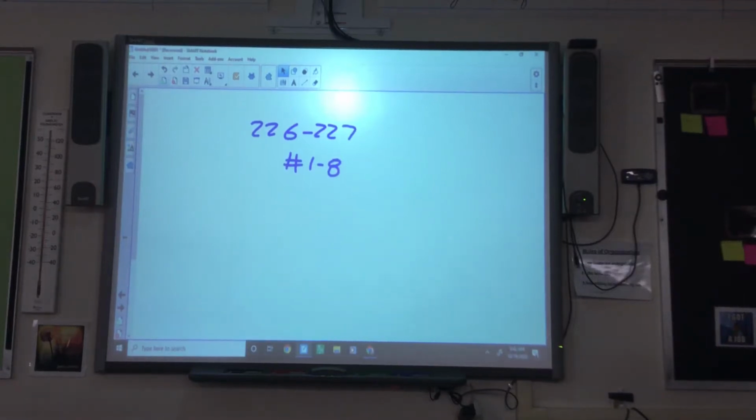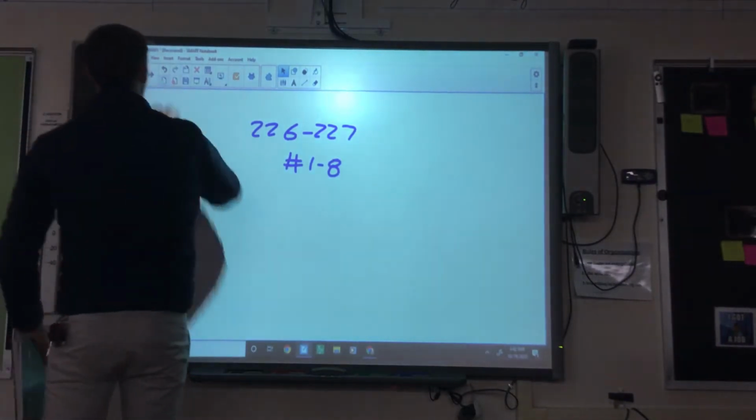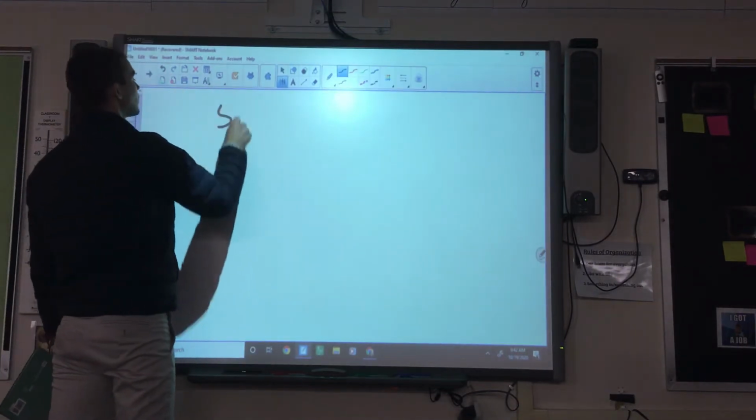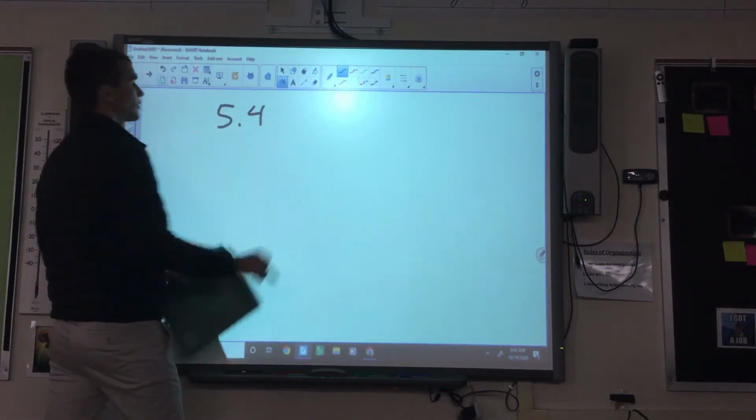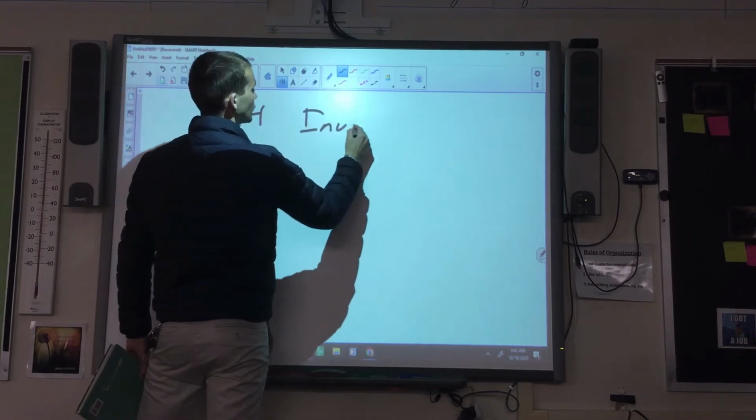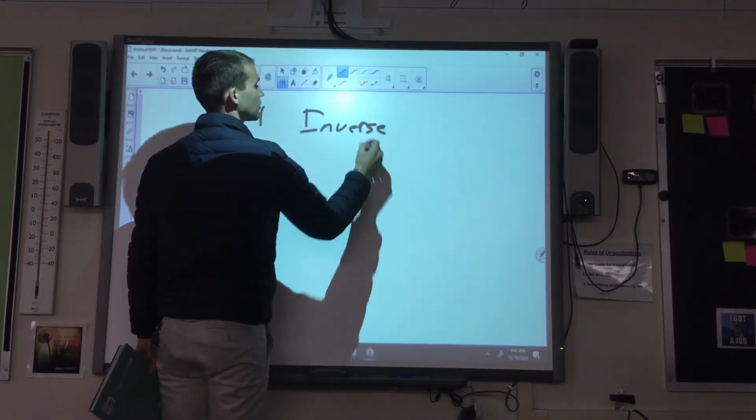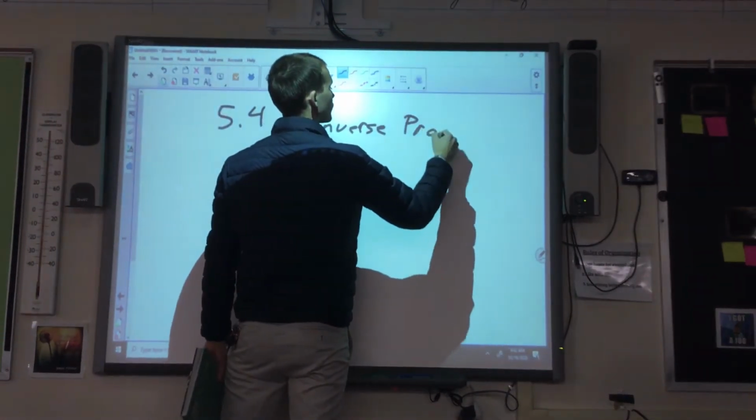All right, we're on top of page 275. 5.4. Inverse proportion.